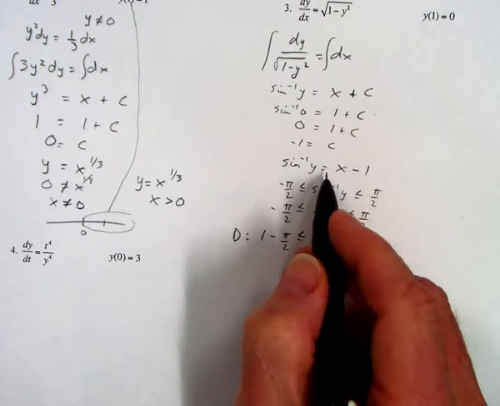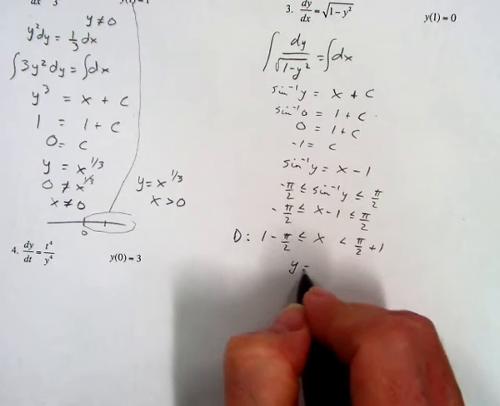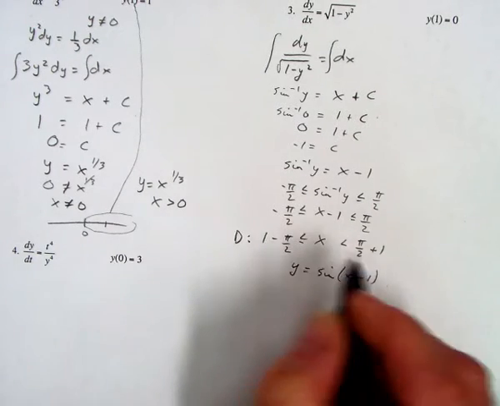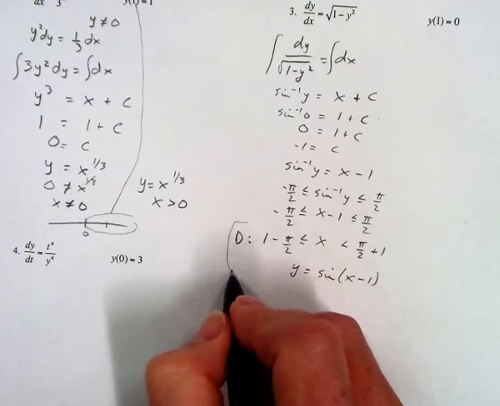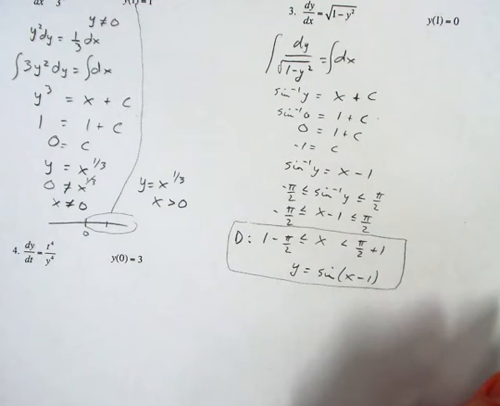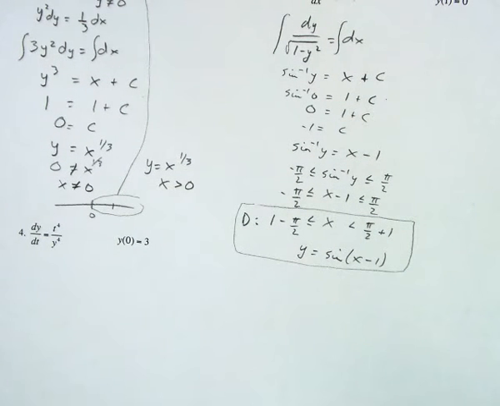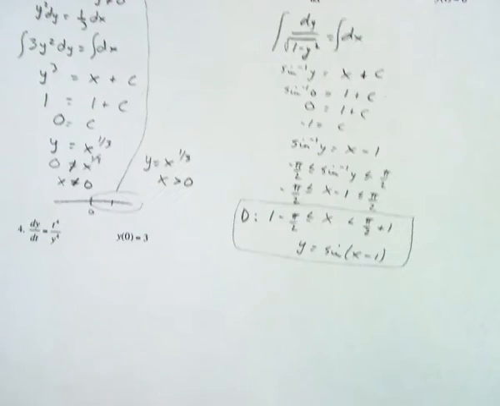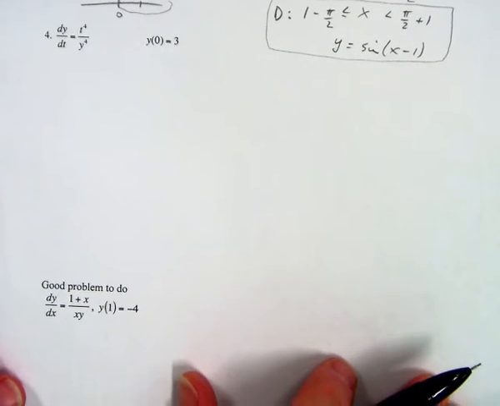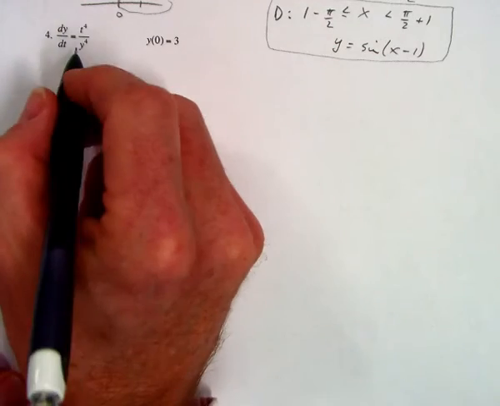We're going to solve the equation for y, so y equals the sine of x minus 1. So our complete solution will be this. We have a differentiable function on the largest open interval that contains that initial condition. Let's look at the next one.